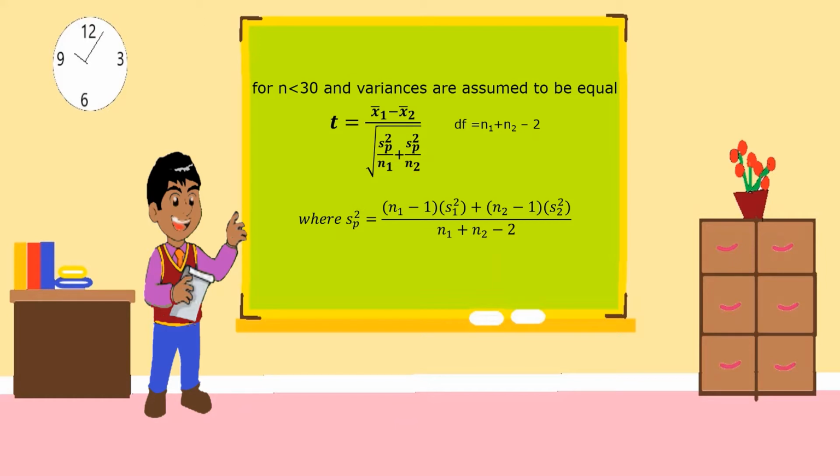plus the sample size of the second group minus 2, where the square of SP is equal to the product of the quantity of the sample size of the first group minus 1 times the square of the standard deviation of group 1, plus the product of the sample size of group 2 minus 1 times the square of the standard deviation of the second group, all over the sum of the sample size of group 1 and group 2 minus 2.